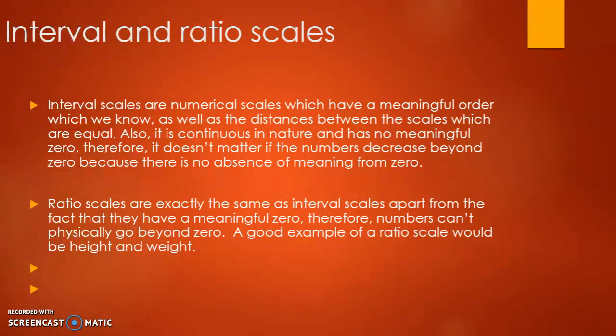Finally, interval and ratio scales. Interval scales are numerical scales which have a meaningful order, and the distances between the scales are equal. Also, it is continuous in nature and has no meaningful zero. Therefore, it doesn't matter if the numbers decrease beyond 0 because there is no absence of meaning from 0. Temperature is a good example because you can get temperatures below 0.